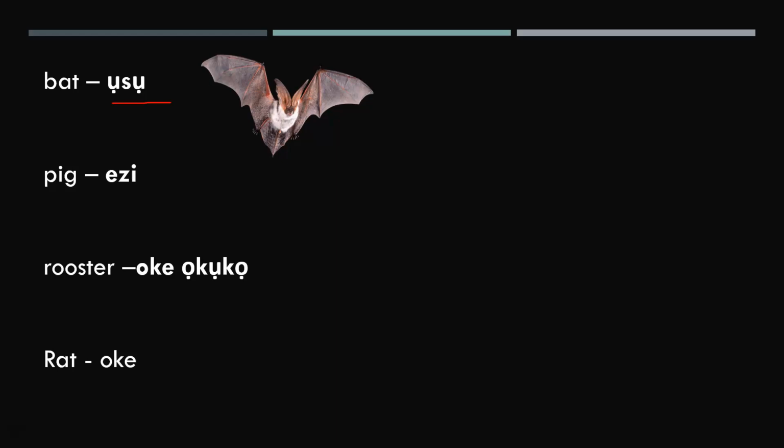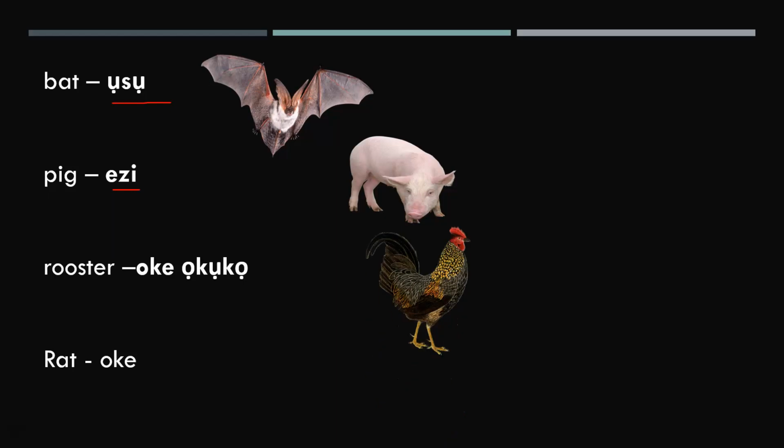Okay, the next one we have is Ezi. Ezi, which is pig. Okay, if you've been following us, you would know this one, or Koko, but this particular time is Oke or Koko, which is a rooster. Oke or Koko. Okay, the female is called Neku or Koko. And the next one we have Oke, which is rat.